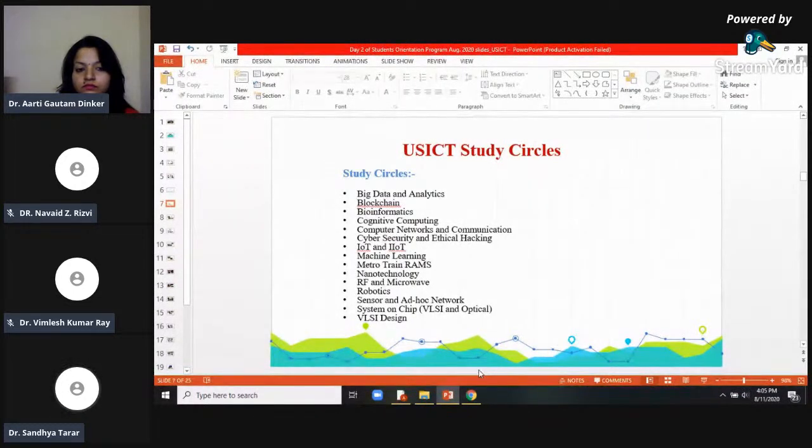Metro train ramps, as I told you, we are having a collaboration with Delhi Metro Railway Systems.